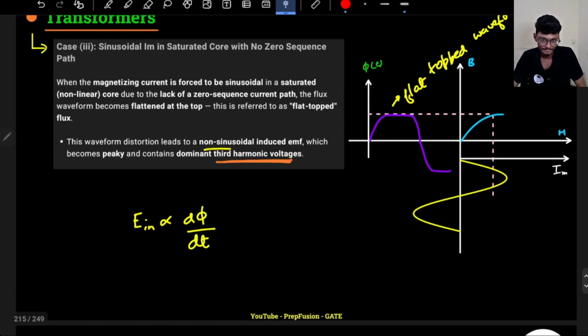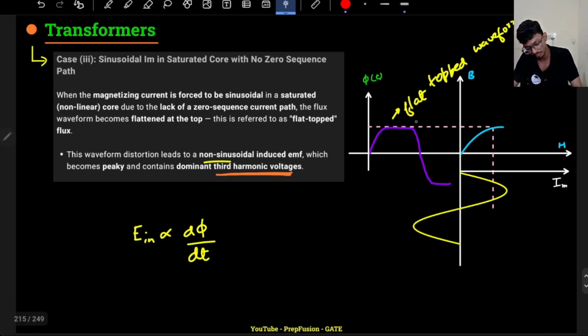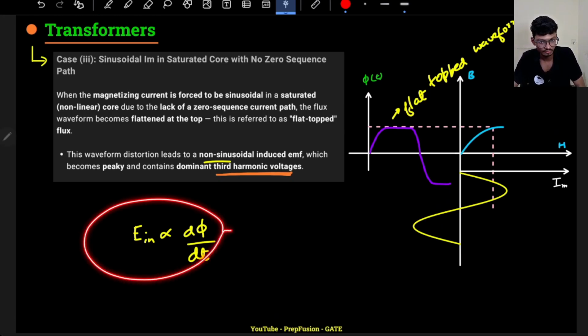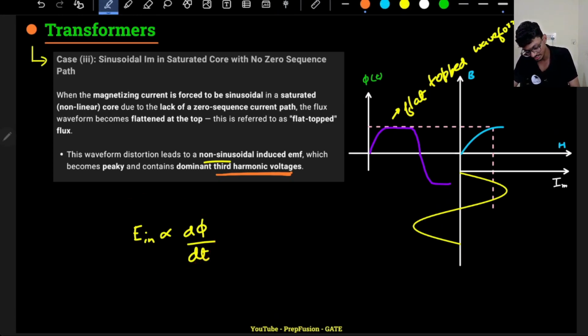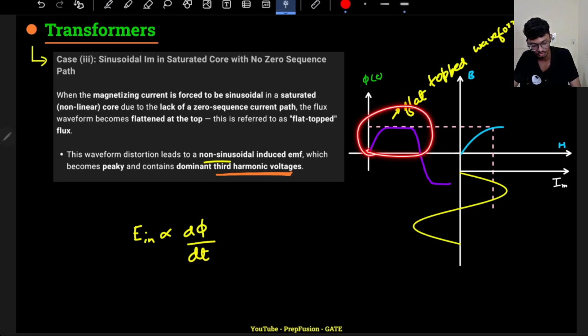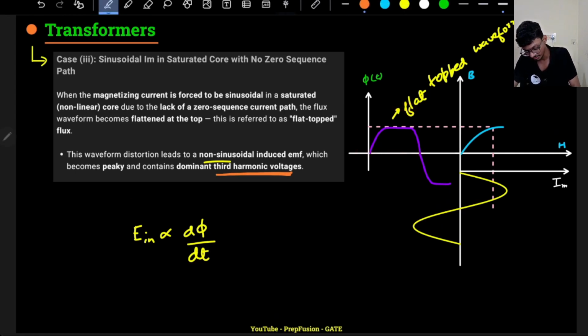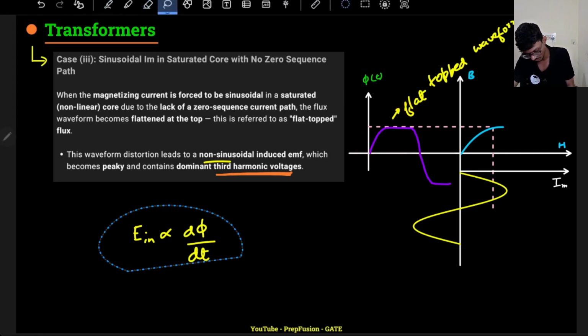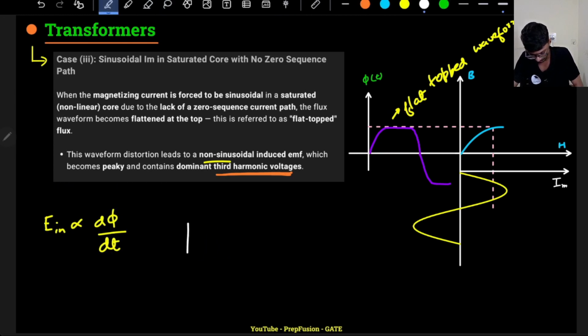One more thing: my induced EMF will be non-sinusoidal, but will my induced EMF also be flat top? No, my induced EMF is the differentiation of the flux. So if I differentiate this waveform, what will the differentiation look like? Let me draw the waveform of flux.